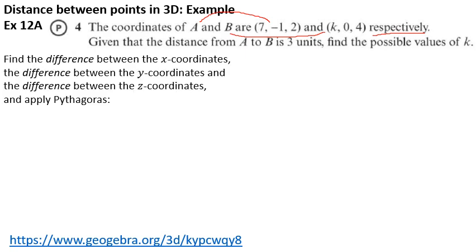So we set it up in the same way. We're looking for the distance. We need the difference between the x coordinates, the difference between the y's, and the difference between the z's. Square them all, add them together, square root.